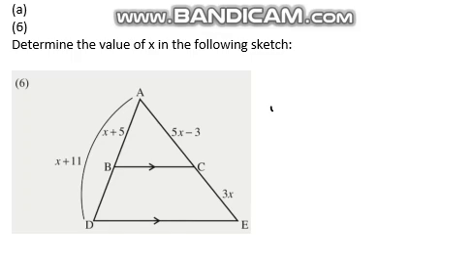Let's try and answer the following question. The question reads, determine the value of x in the following sketch. Okay, so by now you should know we've got a triangle that's proportional. So we need to find the value for x. What we can use is the basics and say AB over BD should give us AC over CE proportionally.